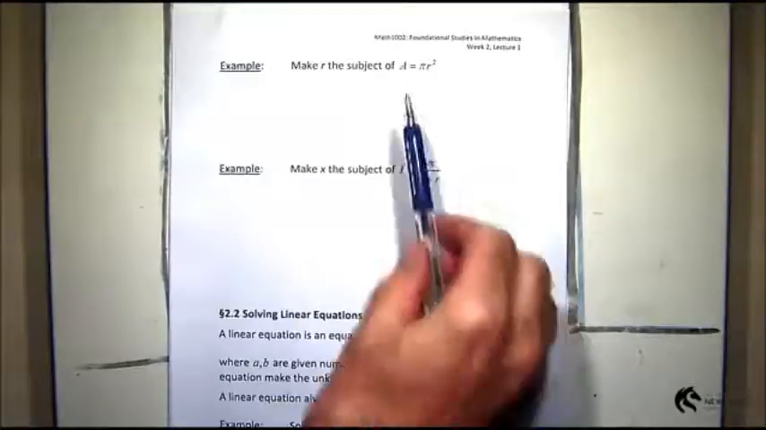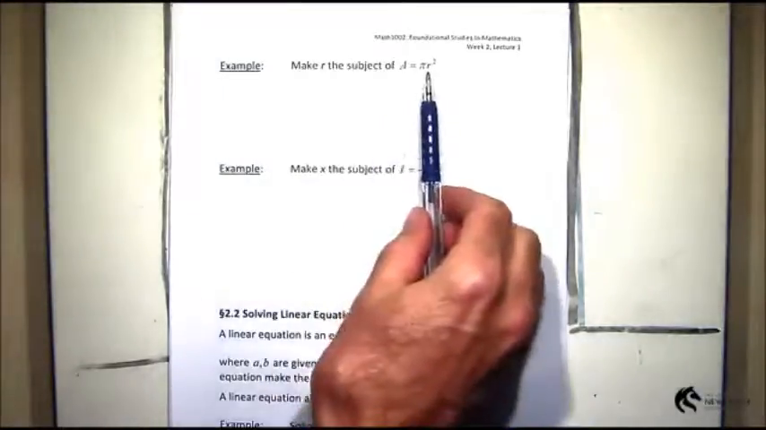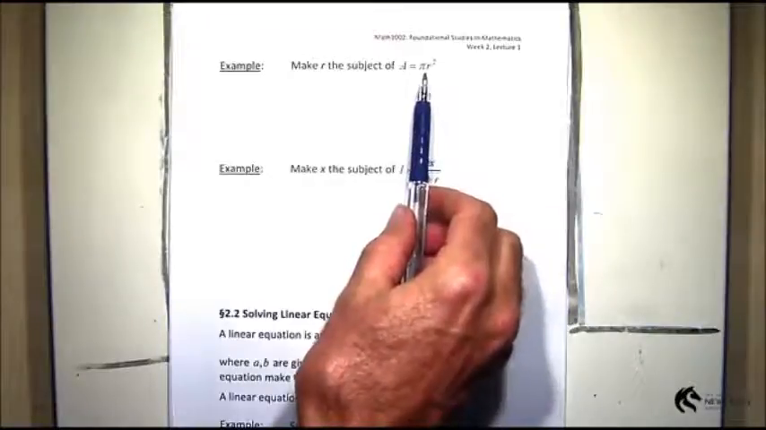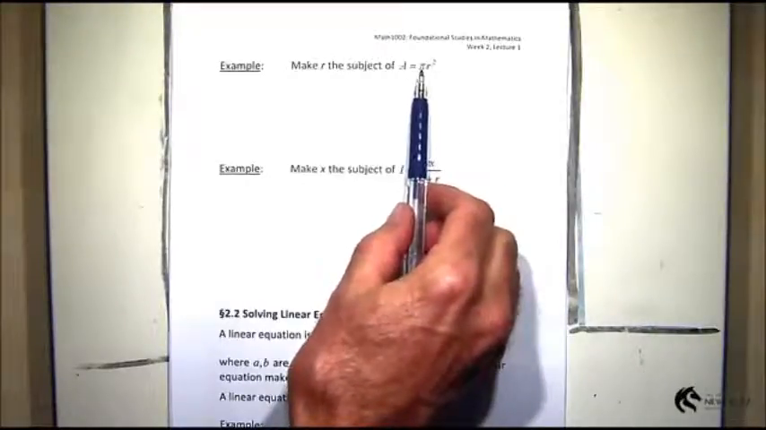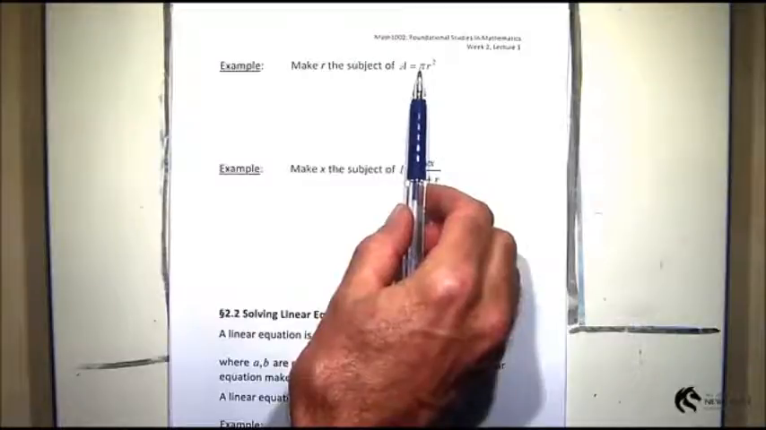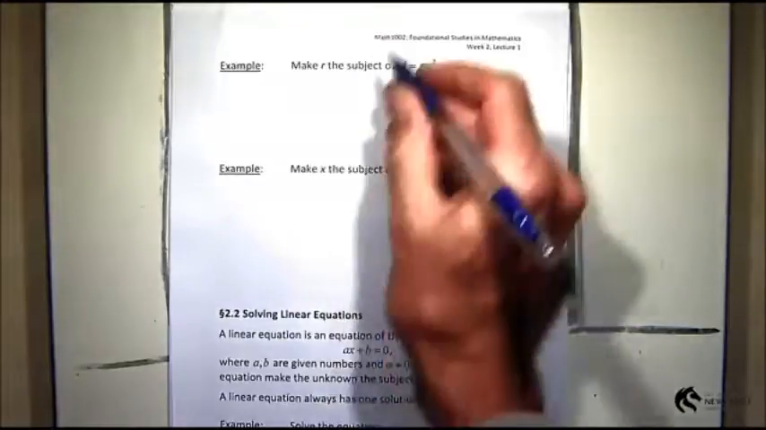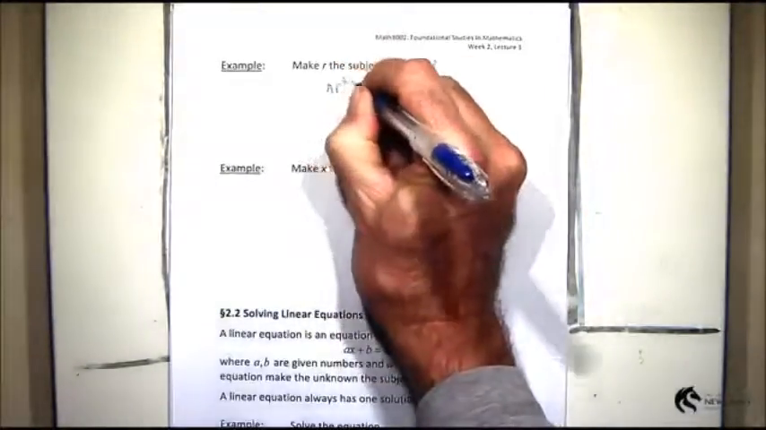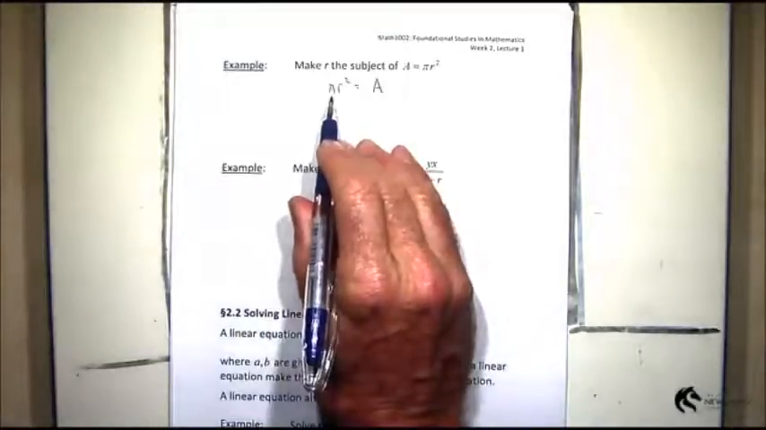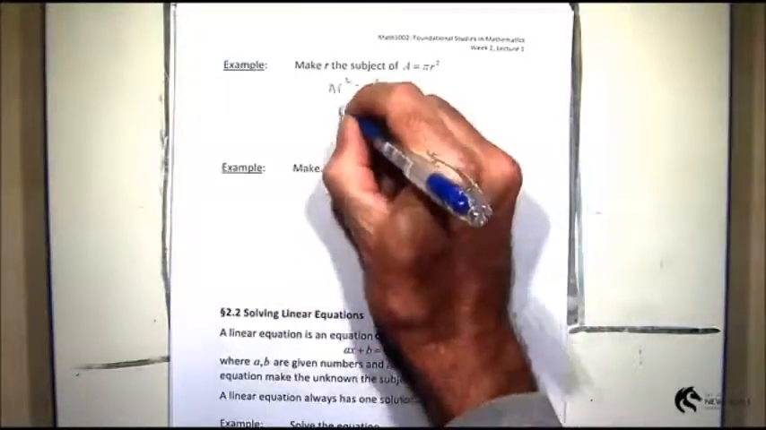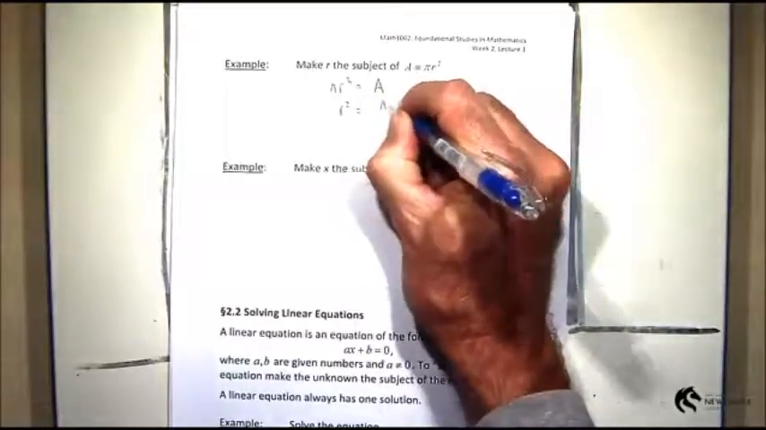Here A is the subject, and it says make R the subject. So in here, when I have R, I square it, then I multiply by pi. So to make R the subject, I'm going to do the inverse of those. I'm going to go back the other way. So I'm going to say pi R squared is equal to A. I've just rewritten the left-hand side and the right-hand side, just swap the sides. Now I'm trying to isolate the R, so I will divide by pi. So R squared will be A divided by pi.